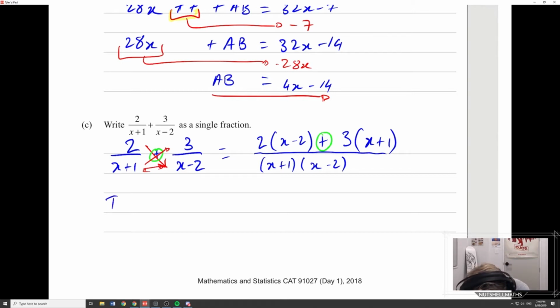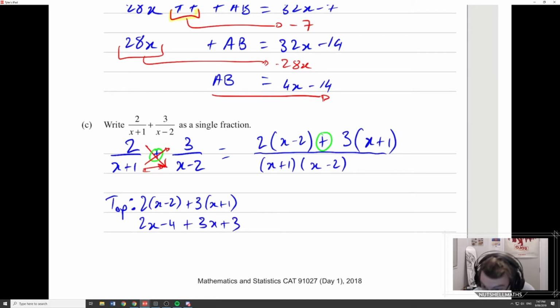So I'm just going to put it out to the side here. Top. We've got 2 times x minus 2 plus 3 times x plus 1. So when we do this multiplication, we get 2 times x, 2 times minus 2. It's going to be 2x minus 4 plus 3x plus 3. Okay, when we simplify all of this, 2x plus 3x makes 5x. Minus 4 plus 3 is minus 1. That's our top part.